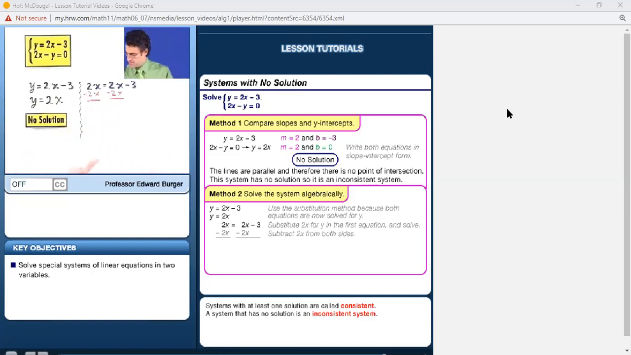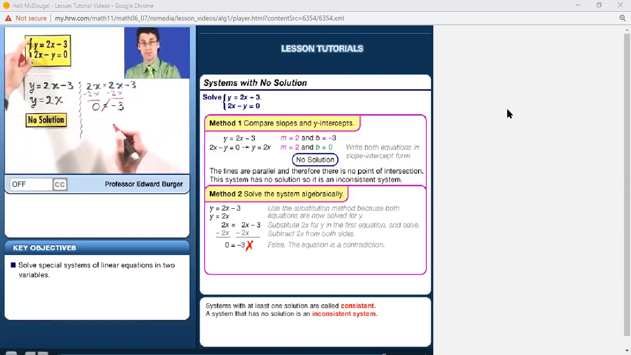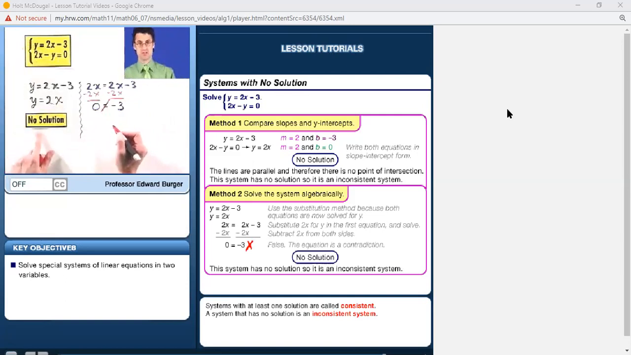On the left-hand side, they drop out. I'm left with just 0 equals -3. 0 equals -3. Well, that is never true. That is never true, which means that these two together are never true, which means there are no solutions. So there's a second way that we can see there's no solution.